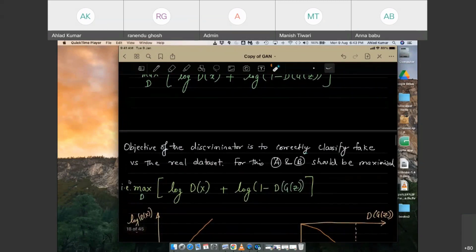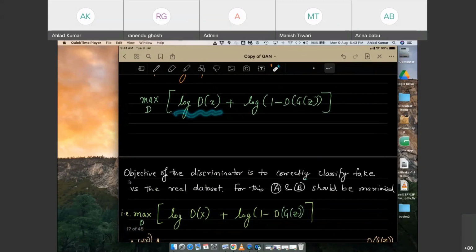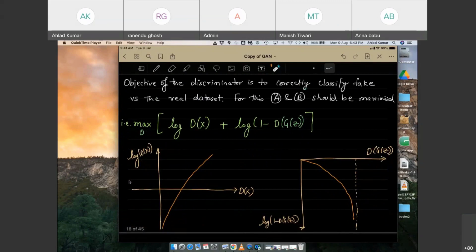So if you see this particular log D of x and log of 1 minus D of G of z, I am separately plotting these curves. So this is basically the log of D of x curve, and this is the log of 1 minus D of G of z curve. Note that we are restricting our values from 0 to 1, and we are not going beyond 1, because this is a probability. So we cannot go beyond 1. We have to restrict ourselves between 0 and 1. So we do not want to focus beyond 1.